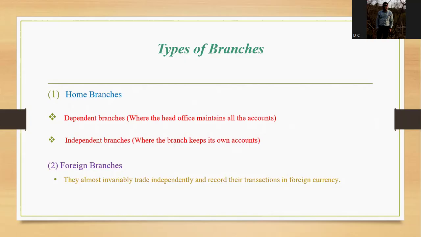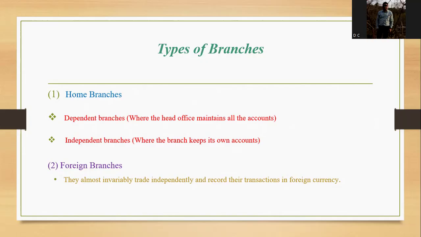And there is another type called foreign branches. Foreign branches almost invariably trade independently and record their transactions in foreign currencies. Though they are called foreign branches, they have some sort of independence.